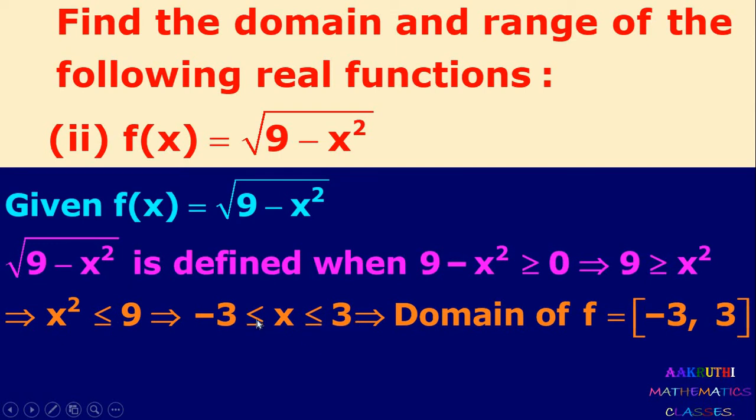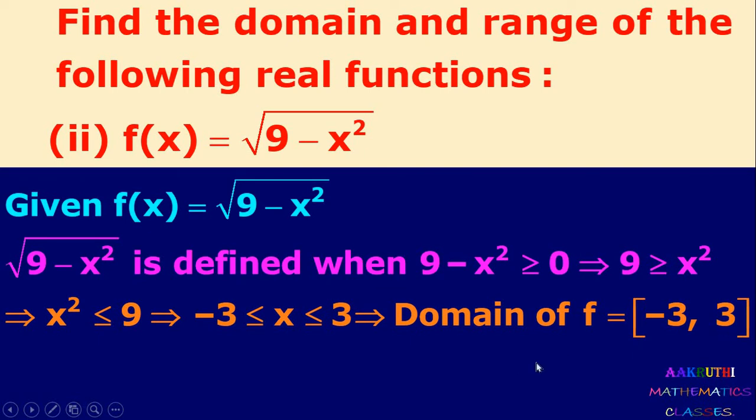Similarly, if we take any value less than minus 3, suppose x equal to minus 4, then x square equal to 16, and 16 is not less than or equal to 9. It's not possible. So minus 4, minus 5, minus 6 and so on are not possible. Therefore, the domain is only the numbers from minus 3 to 3. So the domain is closed bracket minus 3 to 3, that is, minus 3 and plus 3 are also included.